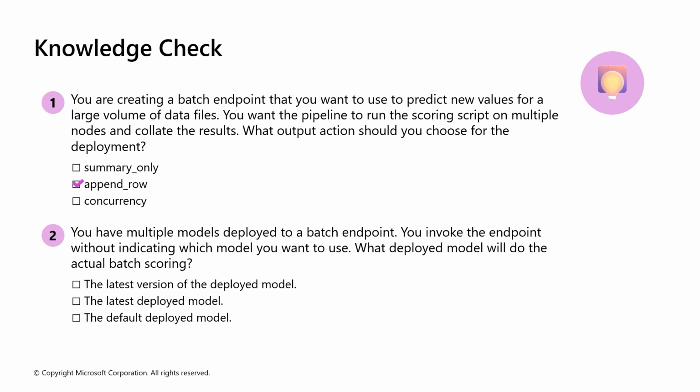Question 2. You have multiple models deployed to a batch endpoint. You invoke the endpoint without indicating which model you want to use. What deployed model will do the actual batch scoring? Answer: the default deployed model.